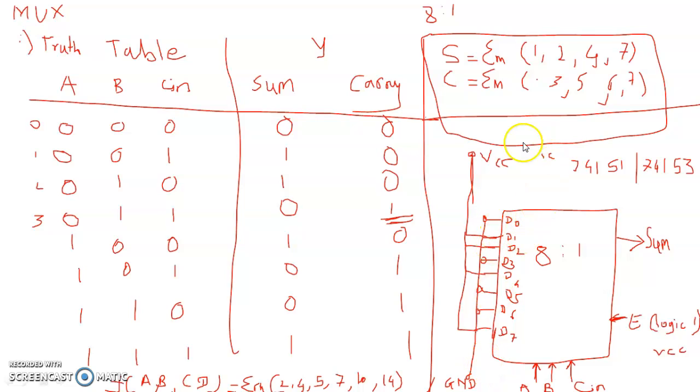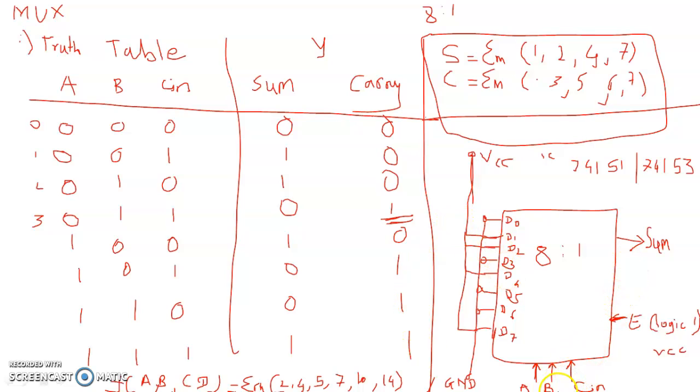So for the summation, this is the circuit diagram for summation 1, 2, 4, 7. These lines 1, 2, 4, 7 are connected to the VCC, that is nothing but the logic high level input, and all the remaining data input pins are connected to the ground. And the select line inputs are A, B, C in. So as per the inputs A, B, C in, you can change the conditions and observe the output.